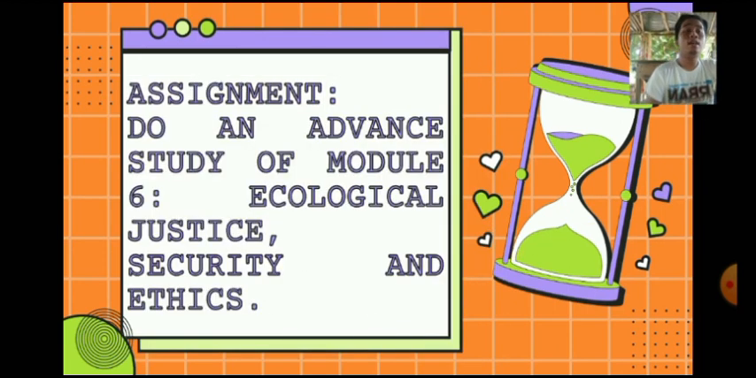Assessment. Assignment: do an advanced study of Module 6, Ecological Justice, Security, and Ethics. And I hope you learned something about efficiency, innovation, the green growth, and the rebound. And I hope you may apply it in your daily lives.